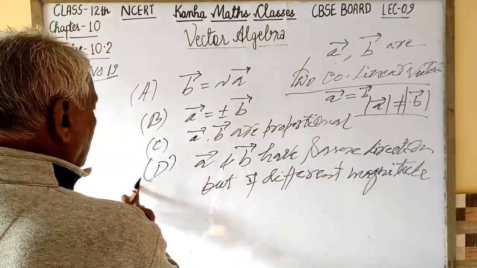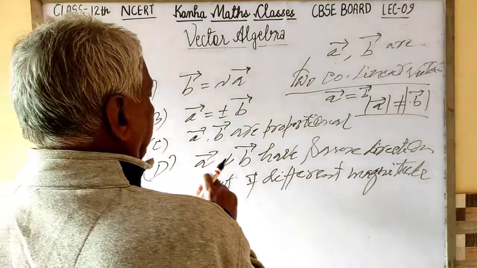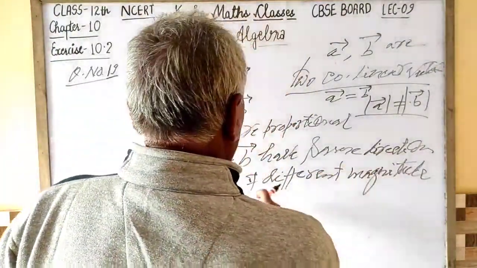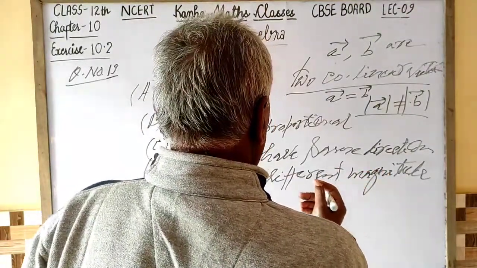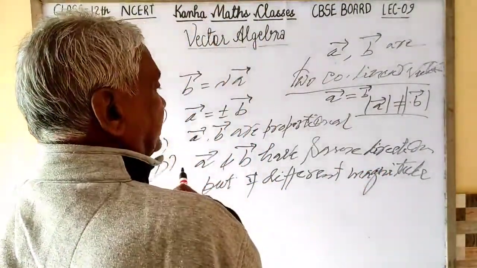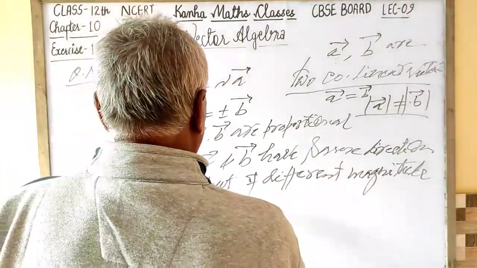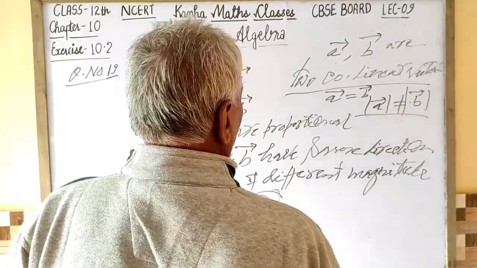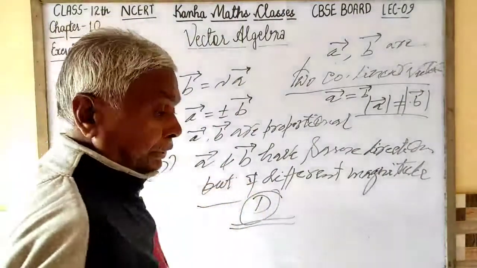But what about option D? A and B have the same direction but different magnitude. This is the correct answer for question 19, since it is the incorrect option.